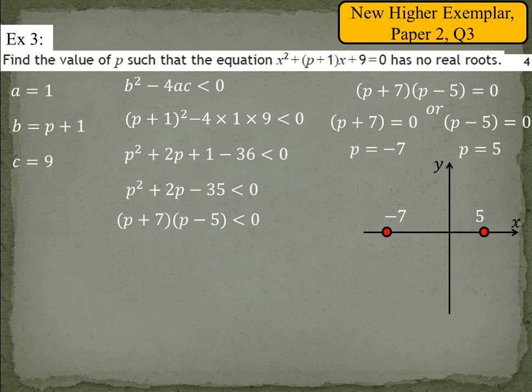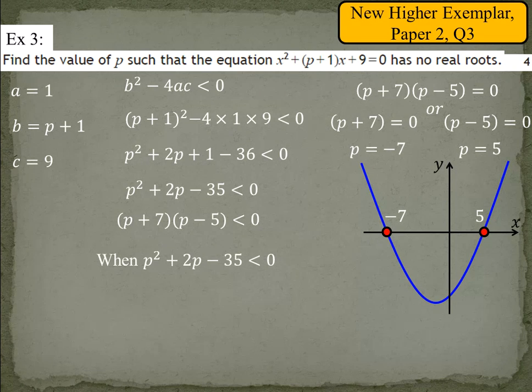It's the p squared plus 2p minus 35 that we're trying to sketch, not the one above, the x squared plus (p plus 1)x plus 9. I'm not trying to draw that. So again, we're dealing with two quadratics within the same question. It's positive p squared, so therefore it's a minimum turning point quadratic. Draw it in, sketch it in, and then analyze.